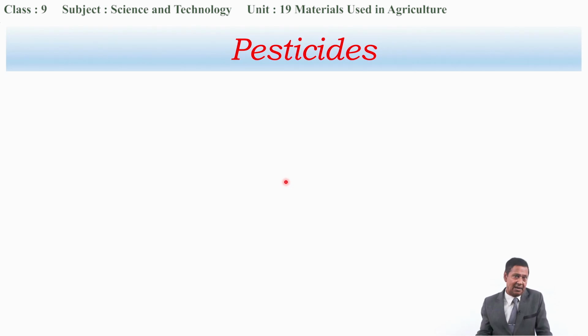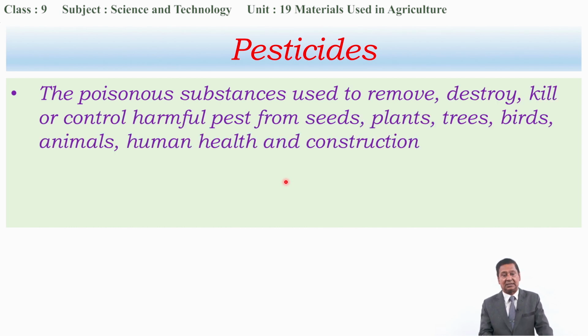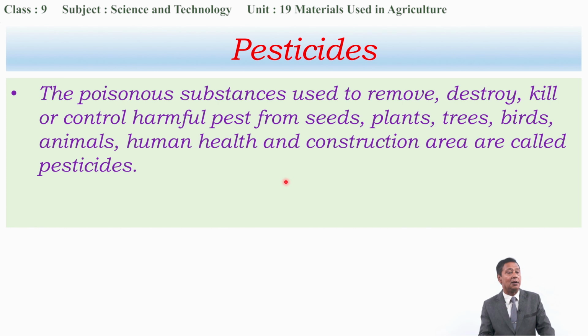What is pesticide? We can say this way: the poisonous substances used to remove, destroy, kill or control harmful pests from seeds, plants, trees, birds, animals, human health and construction areas are called pesticide. Actually, this definition has a wider meaning. But what is the meaning of the word pesticide?